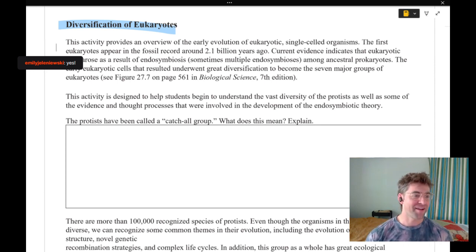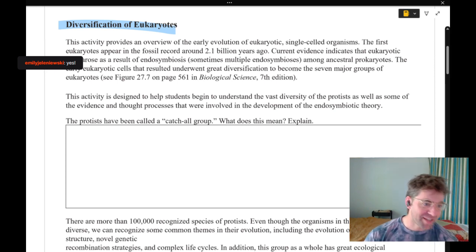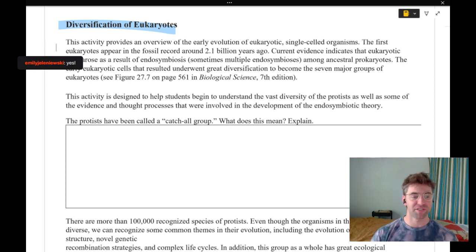So, with that, diversification of eukaryotes. This activity provides an overview of the early evolution of eukaryotic single-celled organisms. The first eukaryotes appear in the fossil record around 2.1 billion years ago. Current evidence indicates that eukaryotic cells arose as a result of endosymbiosis, sometimes multiple endosymbioses among ancestral prokaryotes. The early eukaryotic cells that resulted underwent great diversification to become the seven major groups of eukaryotes.